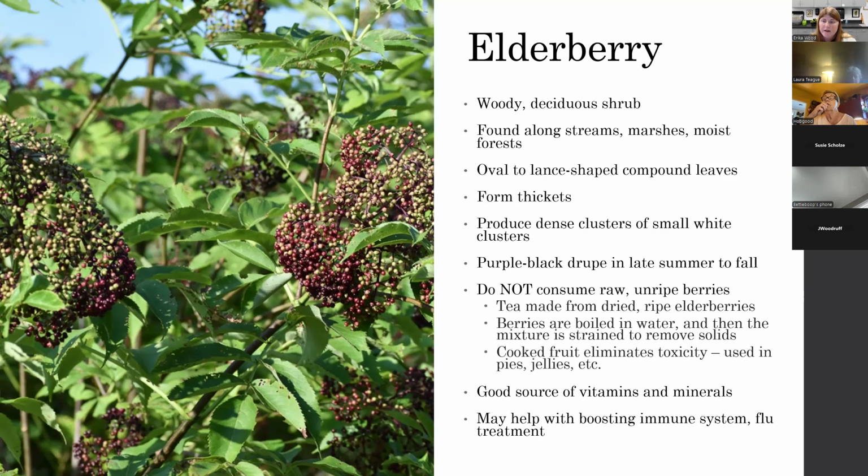Okay. So what would you use this for? A lot of people like to make a tea, an elderberry tea, from the berries. Even for culinary purposes, you may like the taste of elderberry, and so you may cook the berries in different desserts, like pies or in jellies. That's what we see quite a bit of.